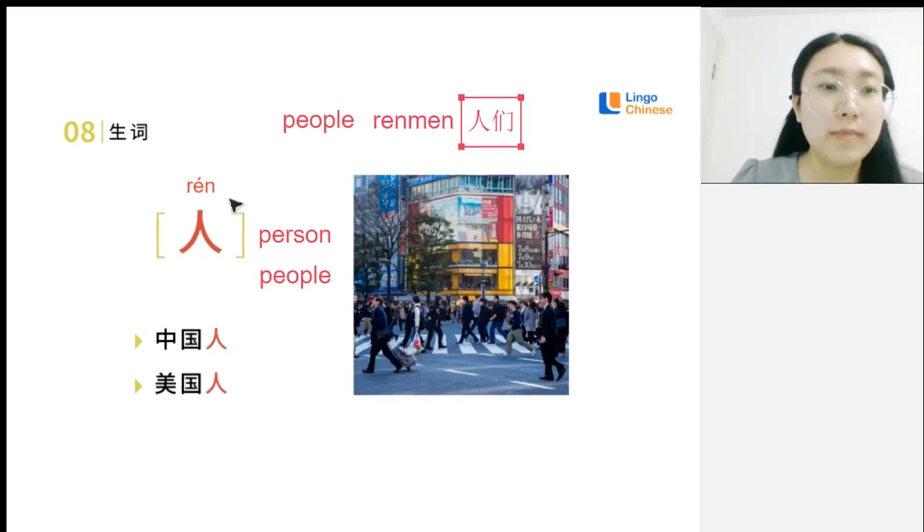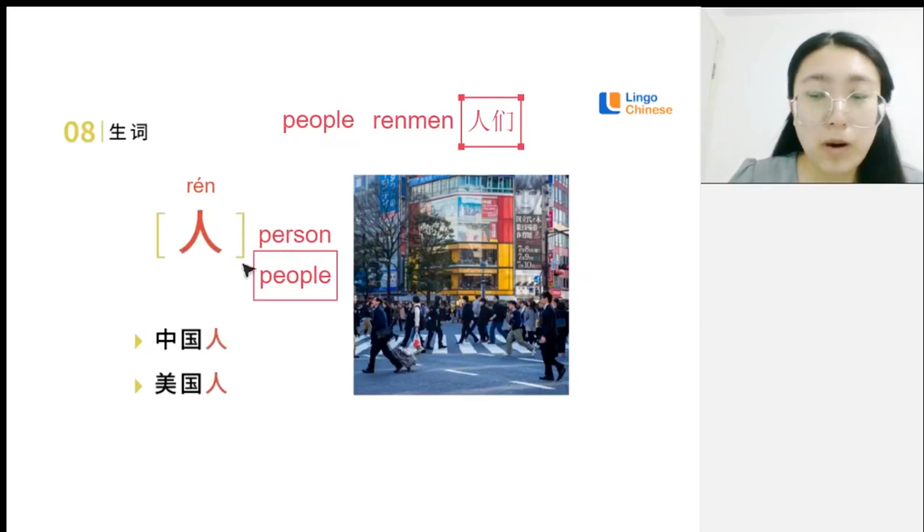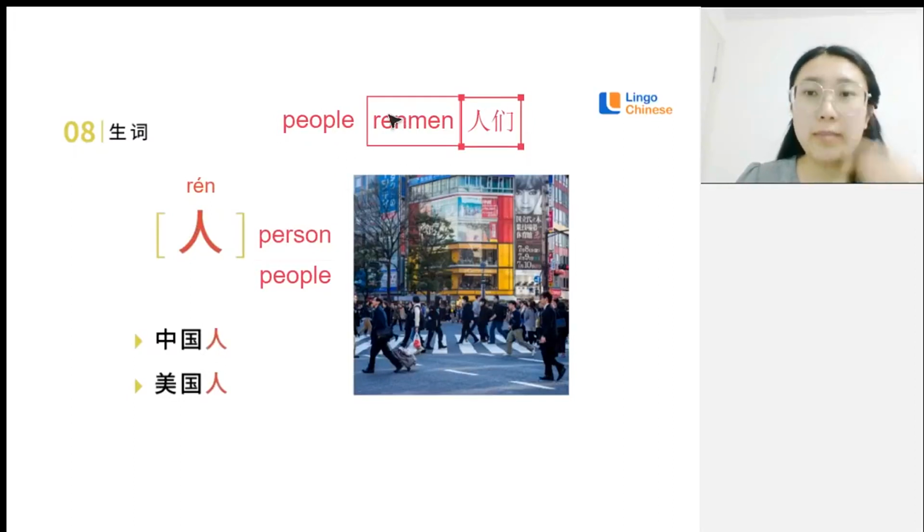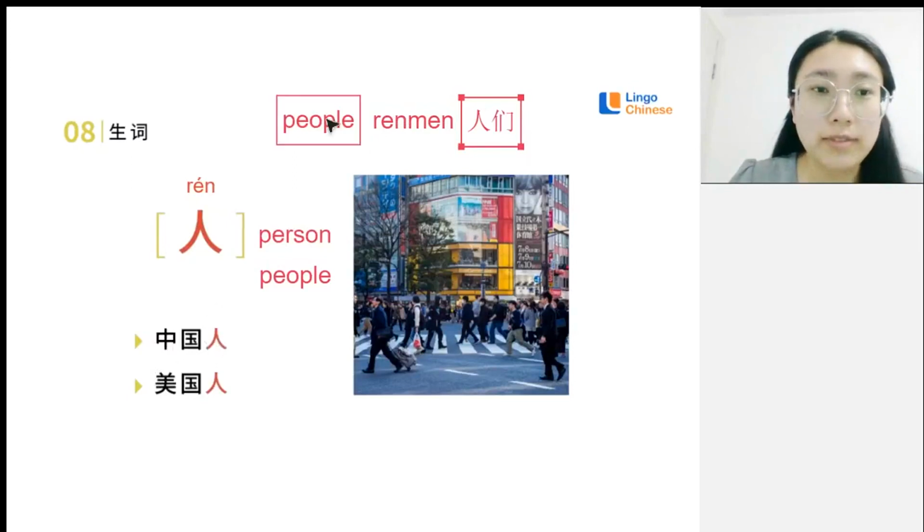Okay, I will make a conclusion. This 人 has two meanings, person and people. You can say I am a person, 我是一个人, or we are Chinese people, 我们是中国人. And people is the plural form of person. So this 人们 is the plural form of 人. In many phrases, we just use 人, not people. But if you want to stress that there are many people, not only one person, you can use this 人们. For example, 人们 think this is right.